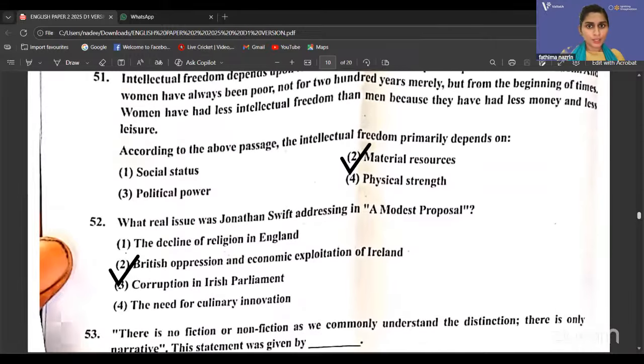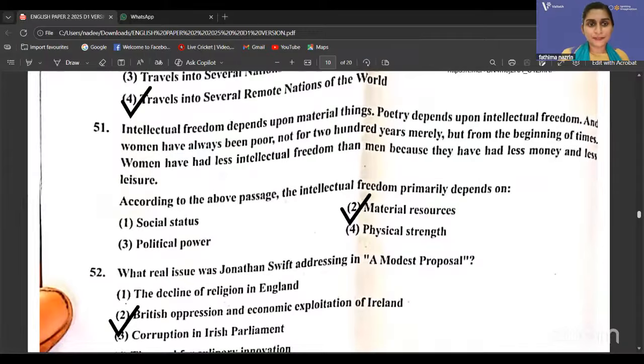Okay, so this is our 51st question. Intellectual freedom depends upon material things. Poetry depends upon intellectual freedom. And women have always been poor, not for 200 years merely, but from the beginning of times. Women have had less intellectual freedom than men because they have had less money and less leisure. According to the above passage, intellectual freedom primarily depends on, it is obvious, material resources.